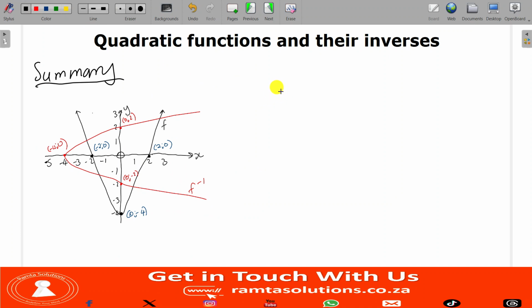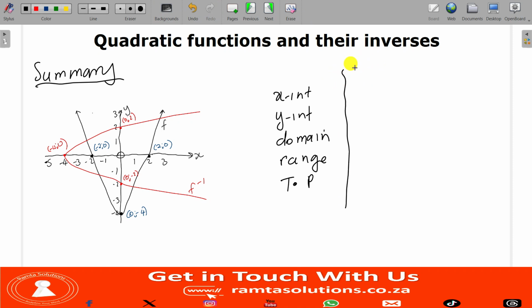We're gonna say x-intercept, y-intercept. We're gonna look at the domain. We're gonna look at the range. We're gonna look at the turning point. Allow me to call this TP. Sorry. Let me do this. Separate now. Original. Inverse. Now let's check it out.